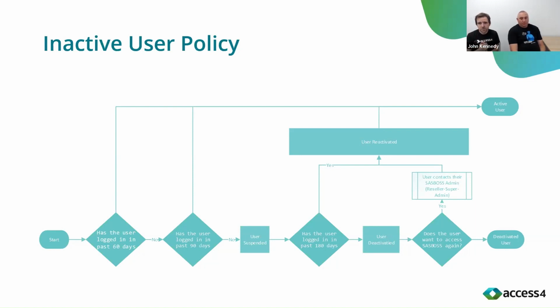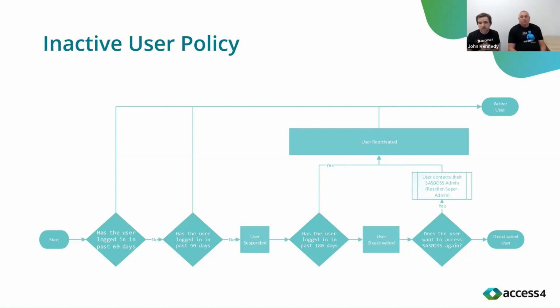So if they haven't logged in for more than 2 months, they get an initial email saying, hey, you haven't logged in, do you still need access? They get another email a month after that, so 3 months total of inactivity, at which point, if they don't log in, they will be suspended. So suspended accounts can't log into SASBOSS, they're limited in what they can do from that perspective. Once again, if they do try and log in, they will just be prompted saying who to speak to from your organization to get reactivated.